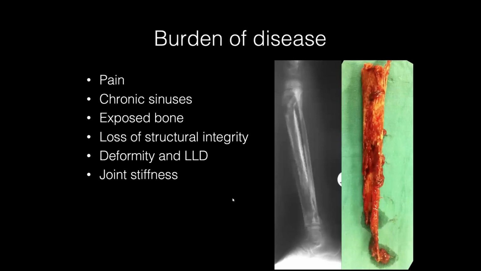So children who present with chronic osteomyelitis often present with long-standing pain and malodorous chronic sinuses, which prevent them from attending school. They're ostracized in their communities. They may have exposed bone with soft tissue defects and loss of structural integrity. On top of that, deformities and leg length discrepancies coupled with joint stiffness compound their functional deficit. And it's unfortunate that the largest burden of this disease is in low and middle income countries, and these are often also the sites that are least equipped to manage its complex reconstruction.